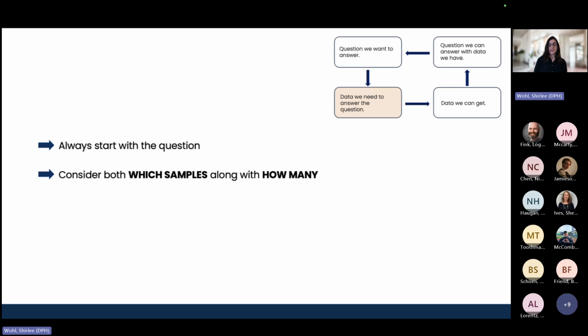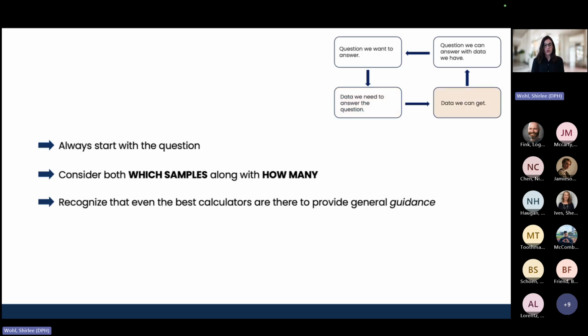Acknowledging that this question is really hard to answer, even just keeping it in mind has been helpful in making sure that we have geographic representation, even if we don't have specific math to back up the which samples aspect of it.